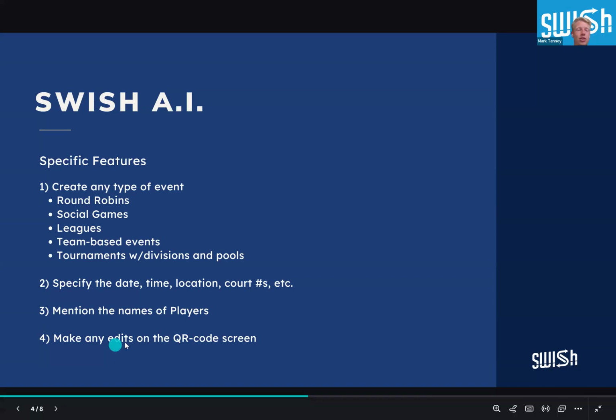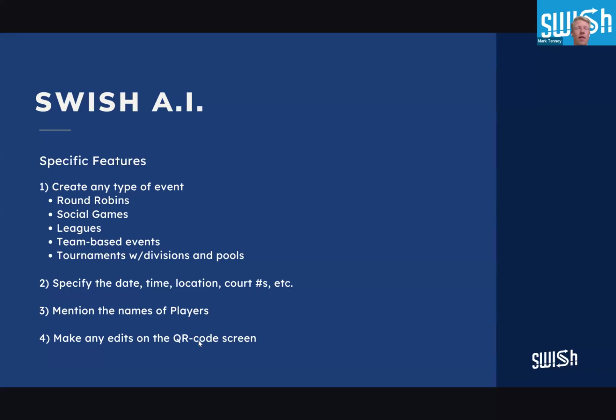And then you can use the Swish AI on the QR code screen to make any edits that you want. And I believe in about a week or two, you'll be able to use AI to handpick matchups. I think that's the only thing that you still use the original buttons for, which isn't even used too often, but pretty exciting. Swish AI, gotta have it. All right, let's keep going.